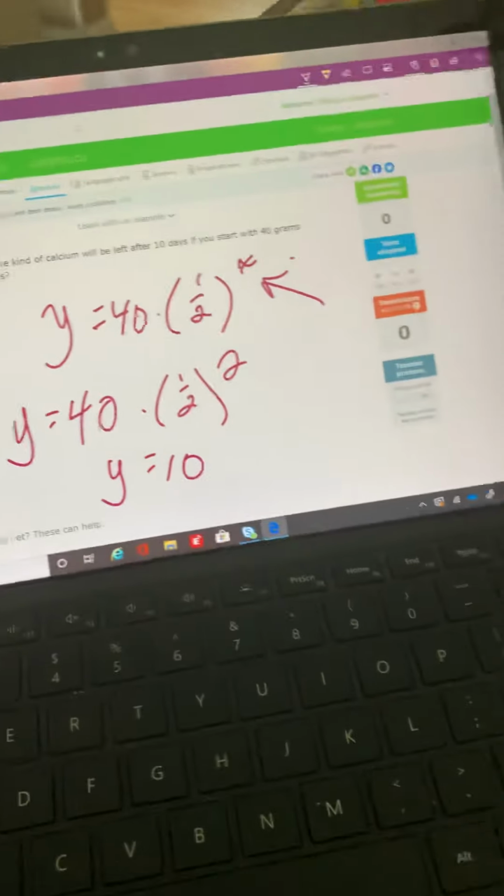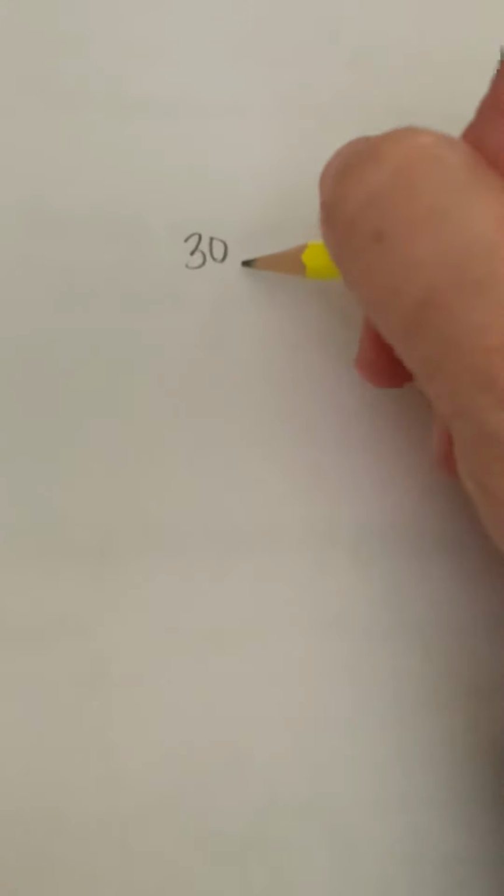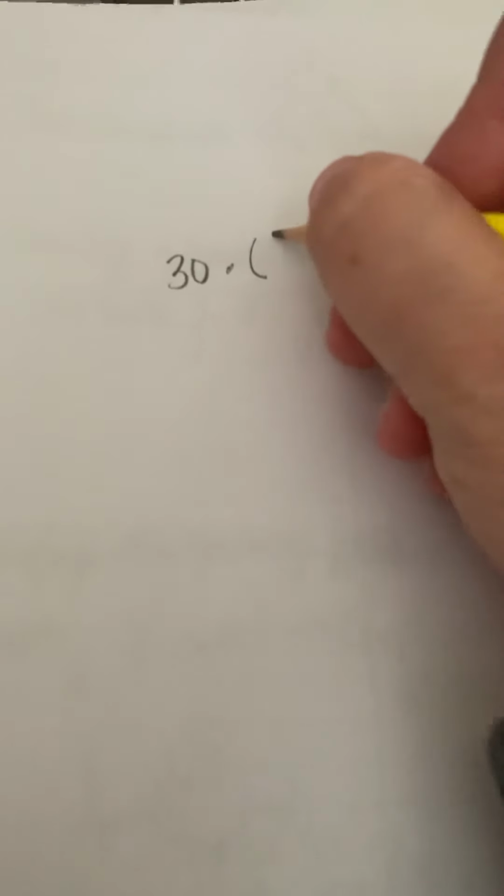Just another example. Let's say you had 30 grams of something, and every 2 days it reduces by half, which means a half-life, okay? So how much would be there after 8 days?